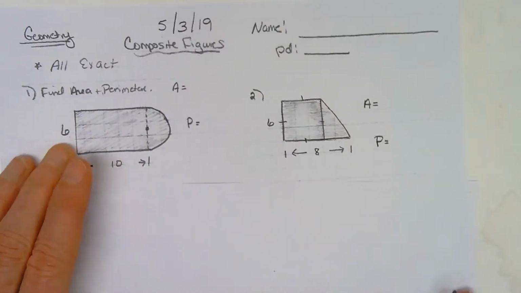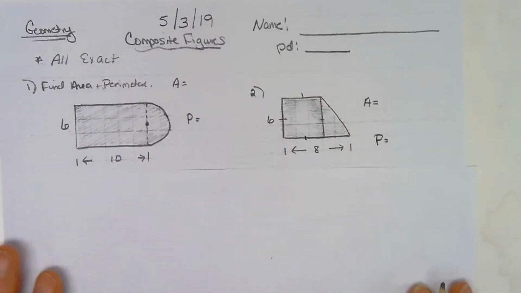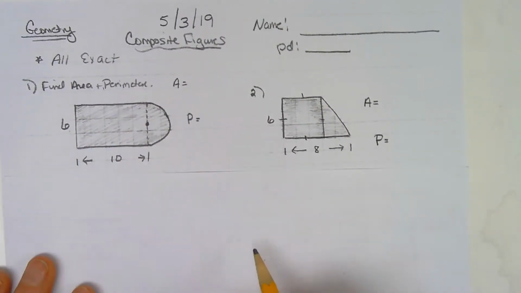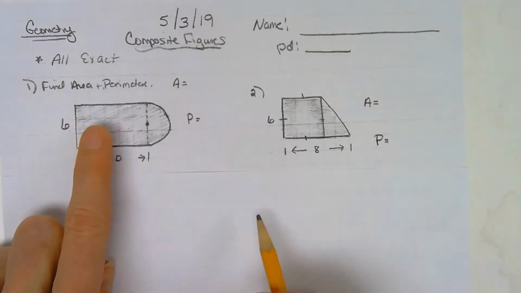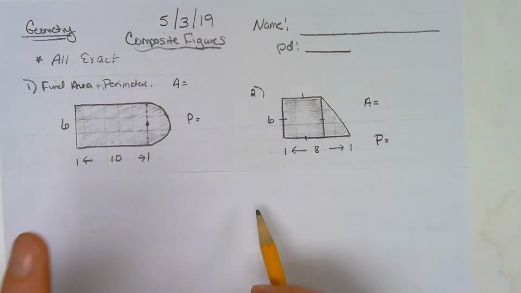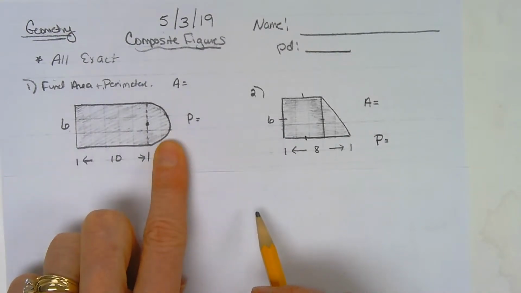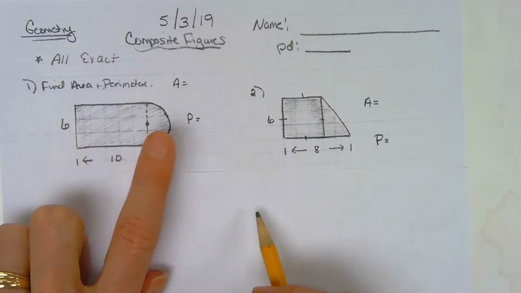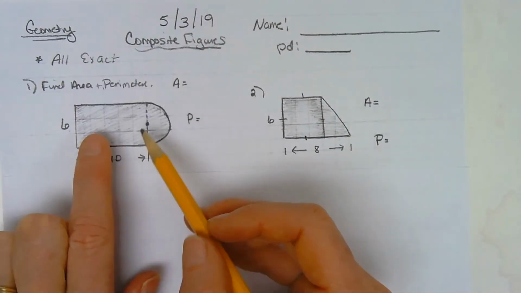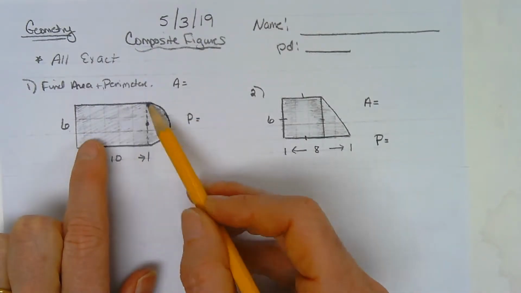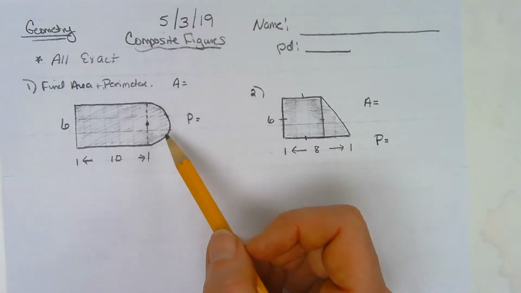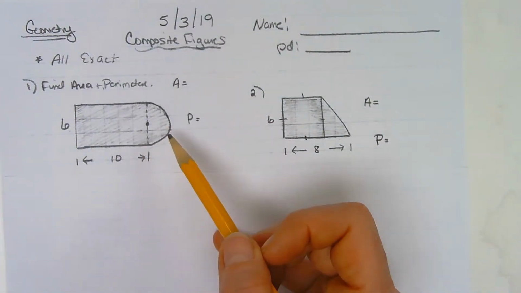Okay, number 1. These are composite figures, and composite figures can be divided into more than one of the basic figures. This is a rectangle, and it's combined with a half of a circle. We know how to find the area of a rectangle, and we know how to find the area of a circle. So if we find the area of this rectangle and then this area of the circle and take half of it, this is a half a circle, so we can find these areas together.